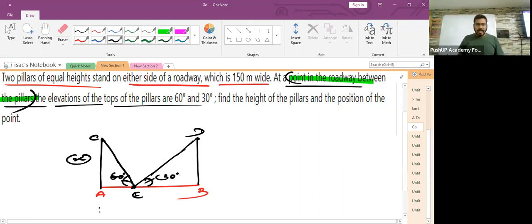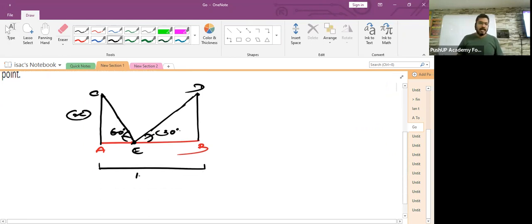Now children, they had given you the width of the road. How much it was? It was 150 meters.